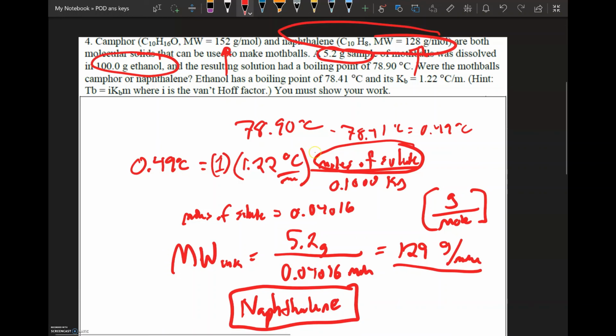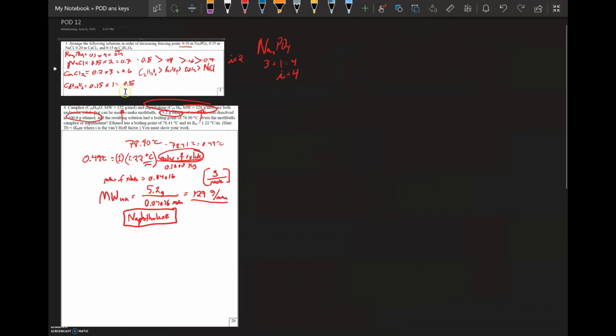But these two problems are based around colligative properties. The first one was based around the van 't Hoff factor and the molality, and just arranging freezing points based off the delta T. The second problem is based around colligative properties, in this case the boiling point elevation. And that's how I knew to subtract the temperatures here, because it's talking about boiling point elevation versus freezing point depression. Boiling point goes up, freezing point goes down.